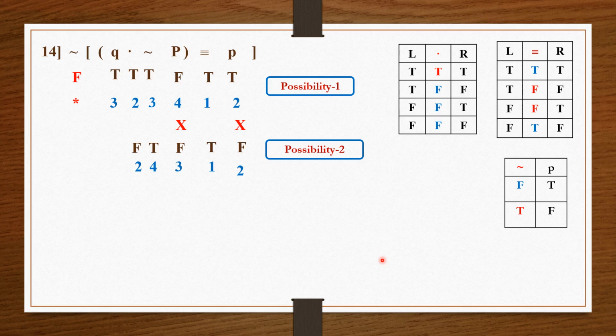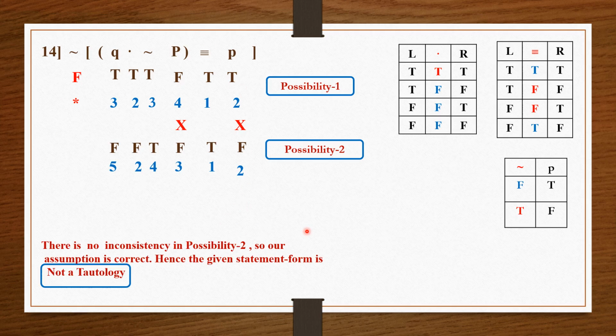This will be 4. Since in a conjunctive proposition, if the conjunction is false and the right conjunct is true, what can you say about the left conjunct? It must be false. So we assign the value false below q and write it as 5. Now we will check if there is any inconsistency. There is no inconsistency in this step, so the given whole expression is not a tautology. In the second possibility, I have got no inconsistency.